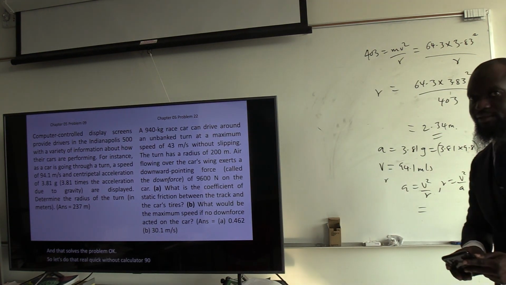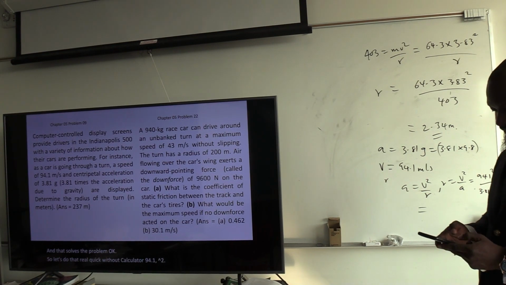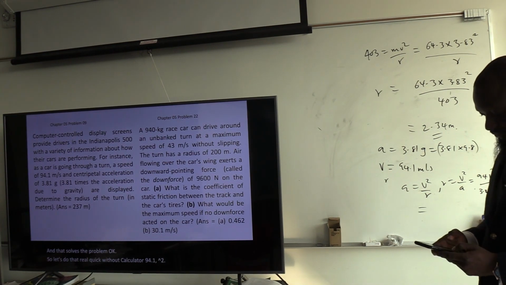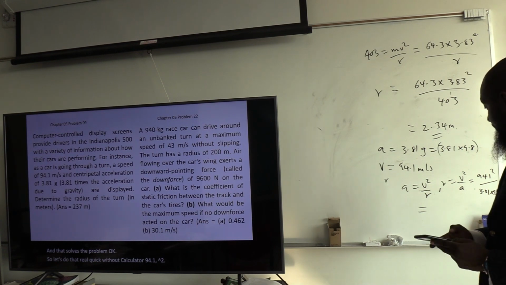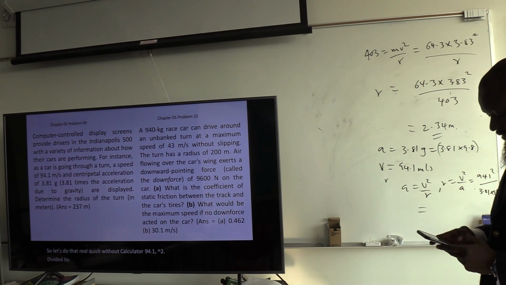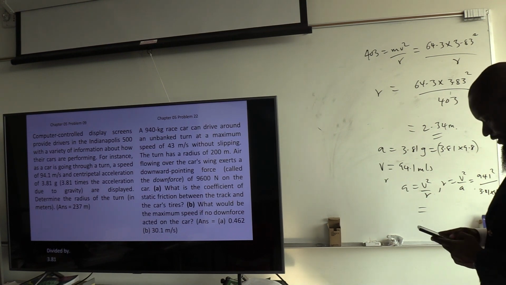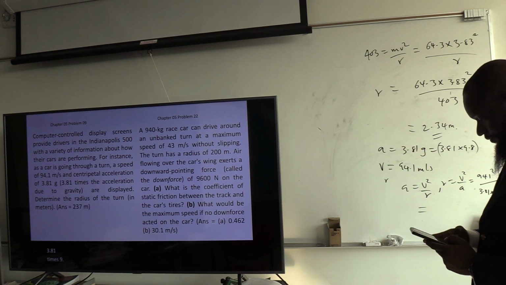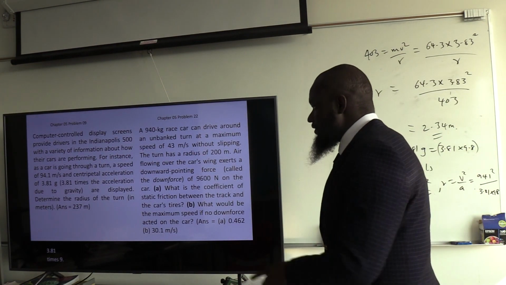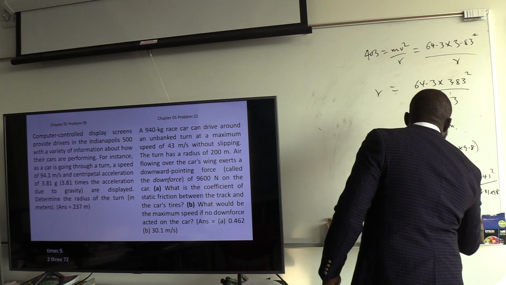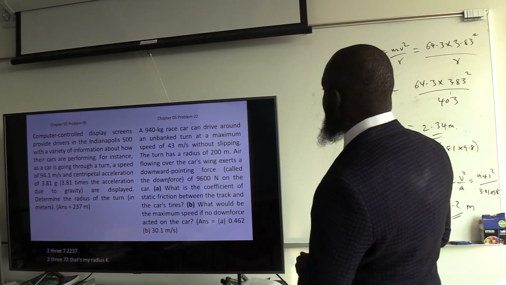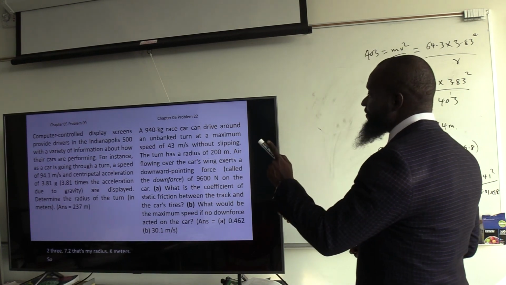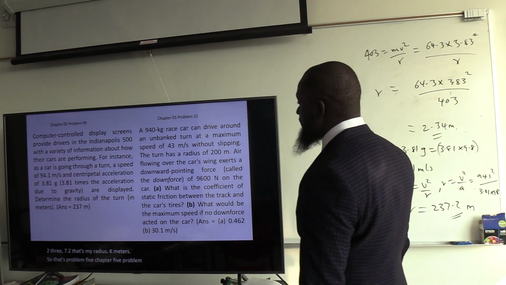94.1 squared divided by 3.81 times 9.8. 237.2. That's my radius, okay? Meters, okay? That's what it is. So that's problem 5, chapter 5, problem 9. Now we'll go to chapter 5, problem 22.